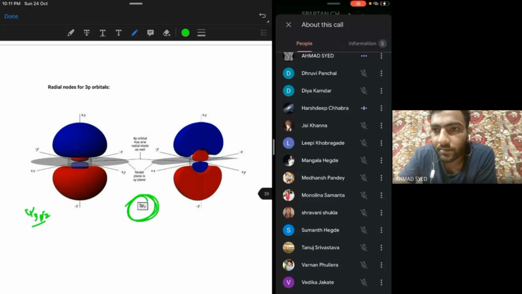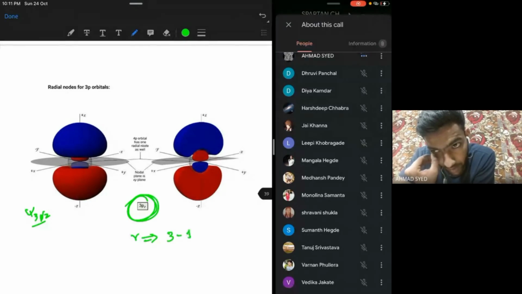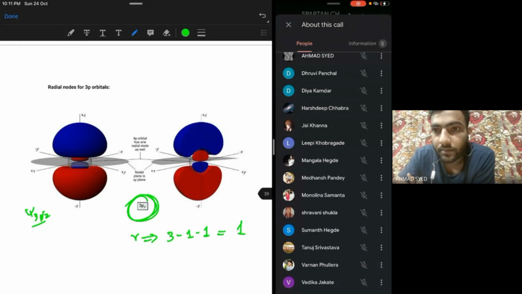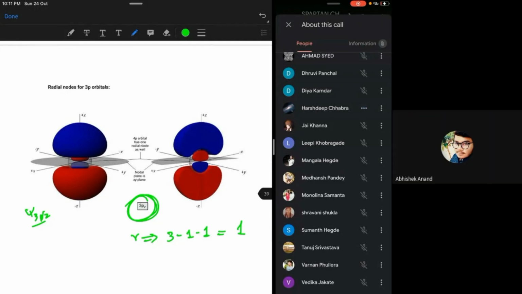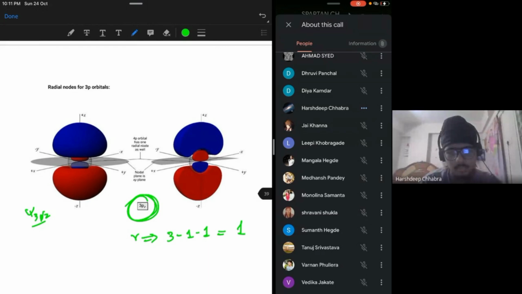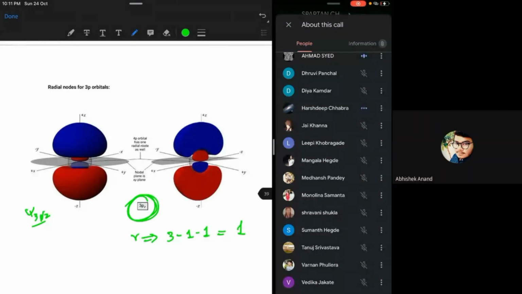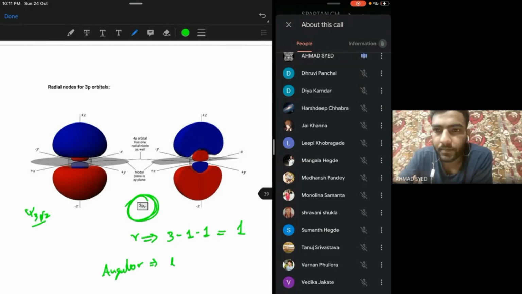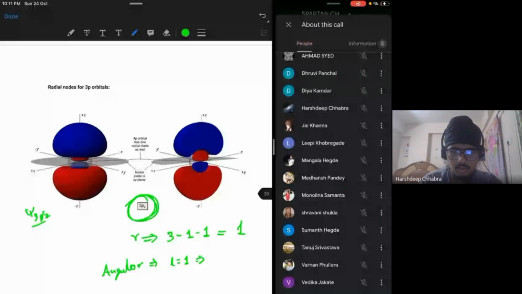Let us go with calculation, okay? Radial node. How many radial nodes should it have? n minus l minus 1, that is 3 minus 1 minus 1, so you should have one radial node. And how many angular nodes should it have? One. l is 1. So it should have 1.